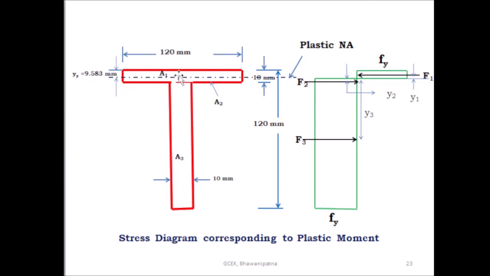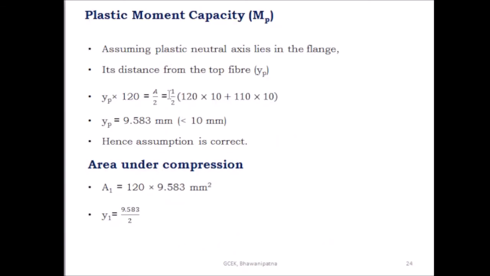So here you see the flange. What is the area of the flange? 120 into 10. This is 1200 mm square. And what is the area of this web? This is 110 into 10, 1100 mm square. So here the area of the flange is greater than the area of the web. So you have to assume the plastic neutral axis is passing through the flange section. First you have to assume. Then you have to take the distance from the top fiber as yp.